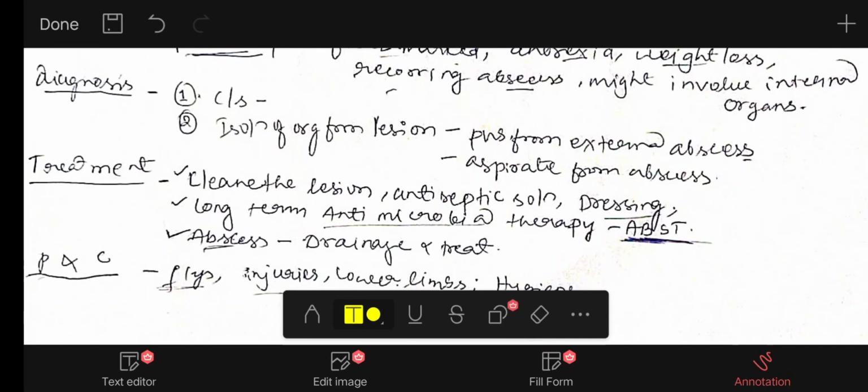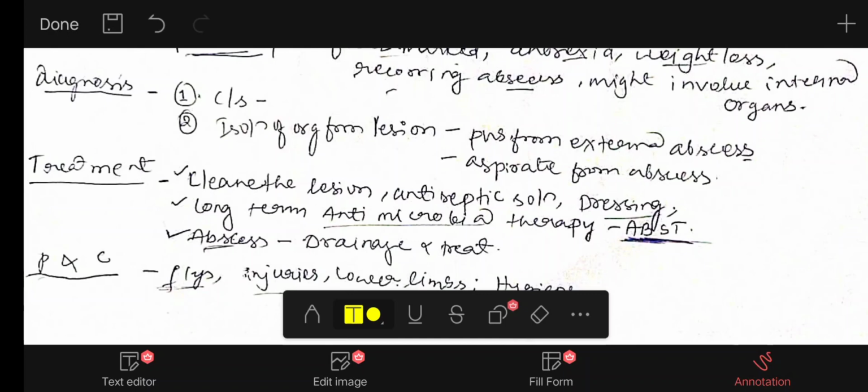The sample to be collected is pus from the external abscess, and sometimes we need to aspirate the abscess, then collect the pus and culture it, and then go for microscopy. To treat this disease, clean the lesions with mild antiseptic solutions, dress the lesions, and follow long-term antimicrobial therapy. Before starting antimicrobial therapy, an antibiotic sensitivity test should be performed and the antibiotics of choice selected. Whenever there is recurrence of abscess, proper drainage and treatment should be followed.